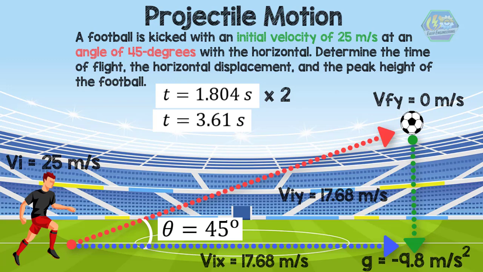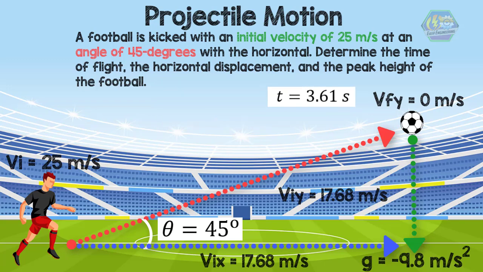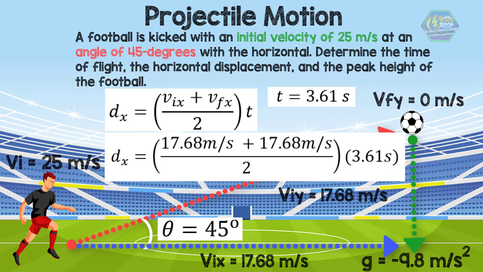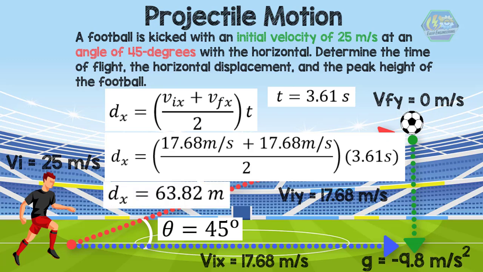Next, we ask for the horizontal displacement. This is an x component. We can use equation 4 to solve for the displacement. We then input the known values. Take note that the velocity along the x component is constant. So the initial velocity along x is equal to the final velocity along x. And the time we will use will be the total time for the ball to reach the ground, which gives us d sub x, which is 63.82 meters.